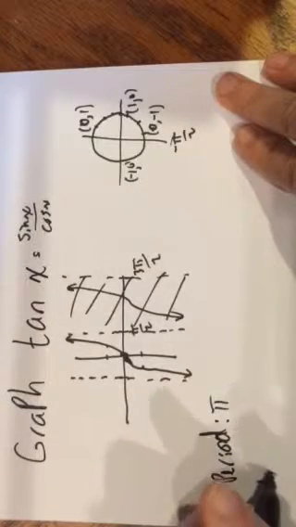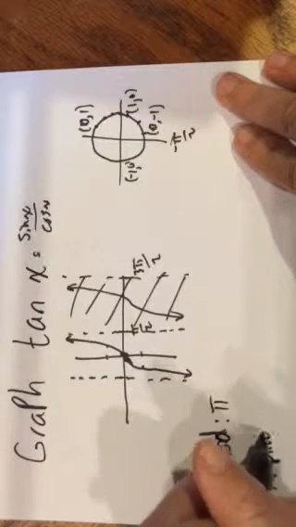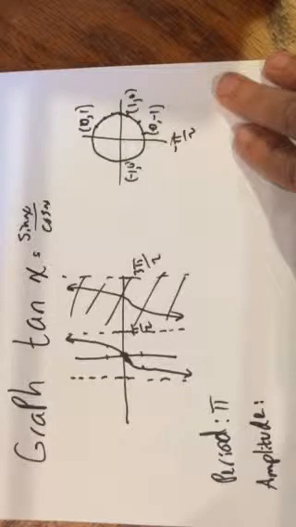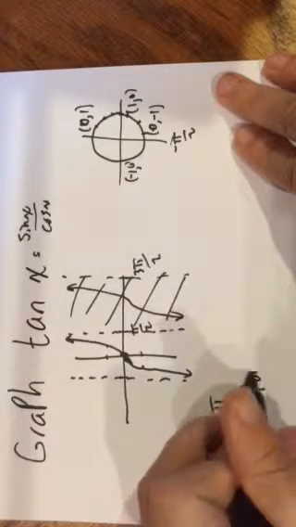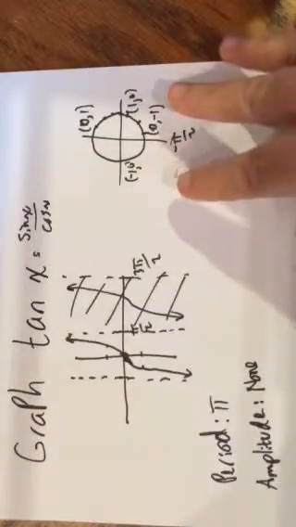And tangent really doesn't have an amplitude. Amplitude was the highest that my sine or my cosine got to. Well, here it goes up to infinity and down to negative infinity. So none. So tangent, this is what a graph of it looks like, and we'll move on to a few more of them.